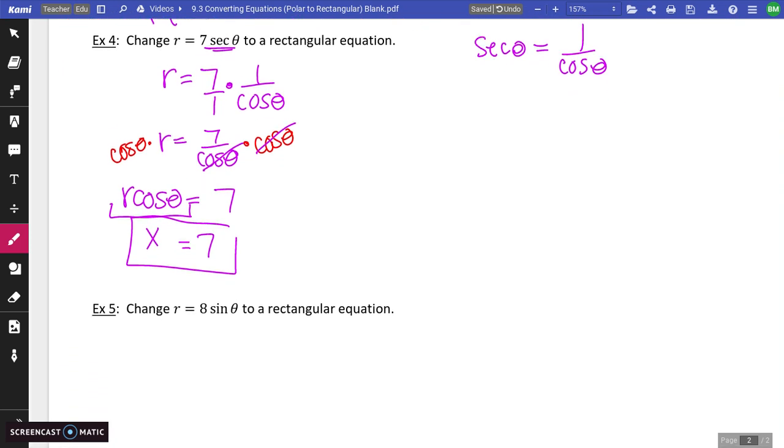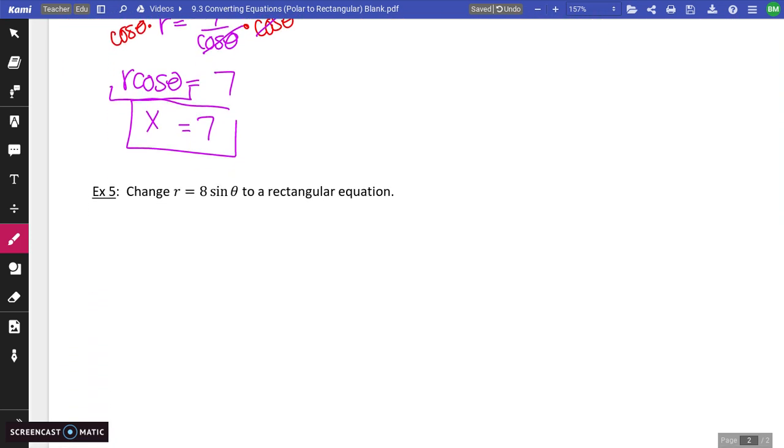Our last example, I'm going to get you started and see if you can finish it. So this is similar to example 3. I almost have an equation here I can use, but I'm missing that r. So I'm going to multiply by r on both sides. r squared equals 8 times r sine theta. At this point, I want you to pause the video and see if you can finish substituting, and then you'll have to complete the square for this one as well.